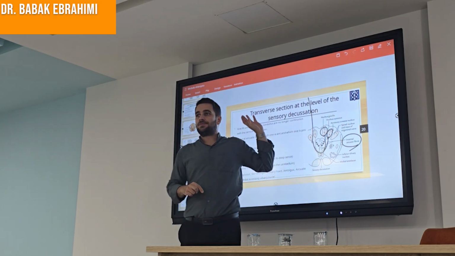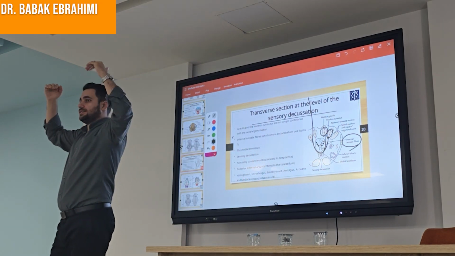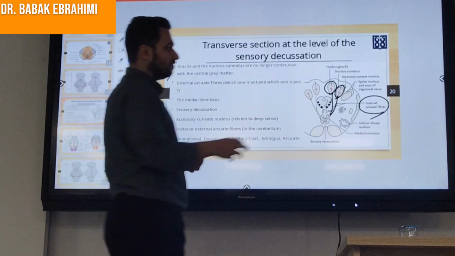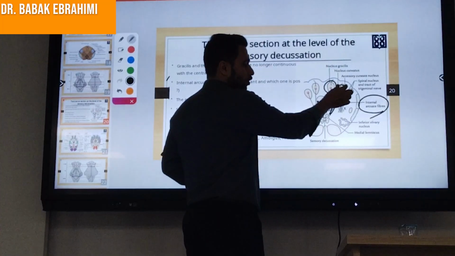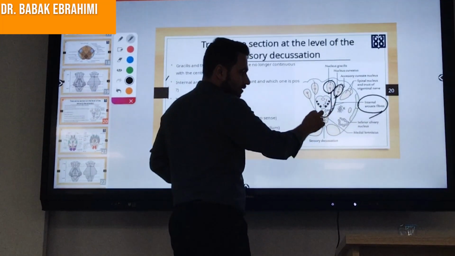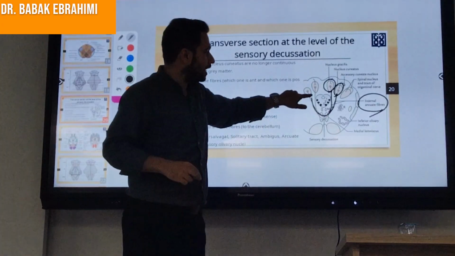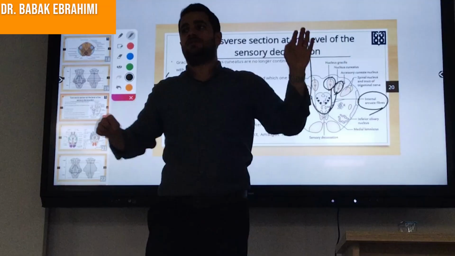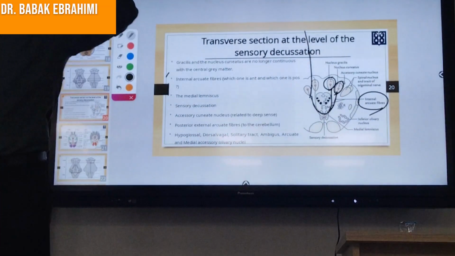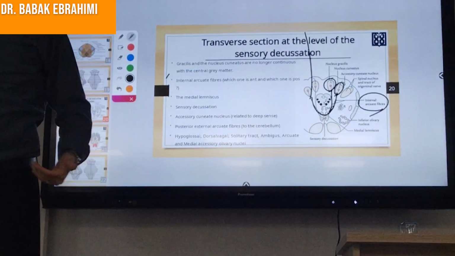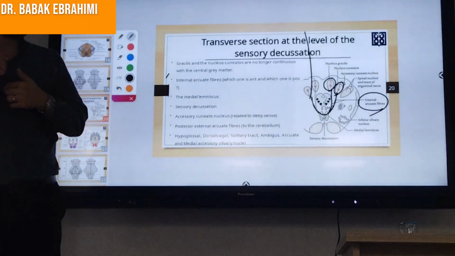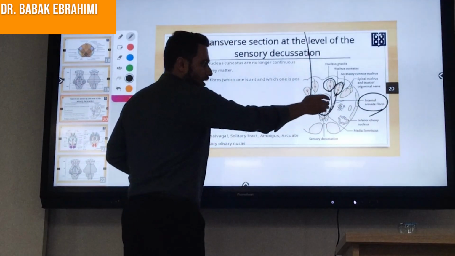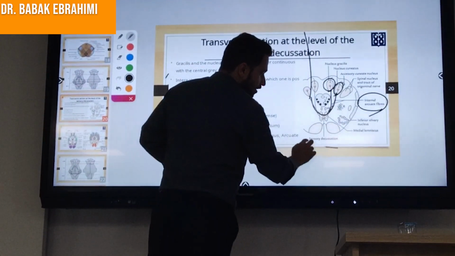Okay? So, the previous one was motor decussation or pyramidal decussation. This one is sensory decussation. The sense of upper limb and lower limb comes to gracilis and cuneatus. Then we have internal arcuate fibers. Then we have sensory decussation.